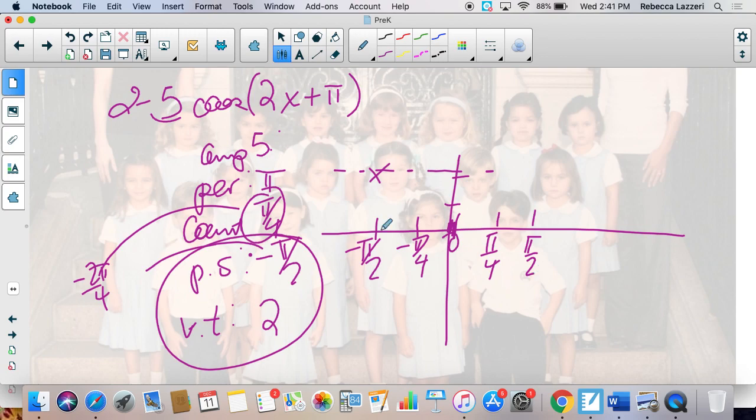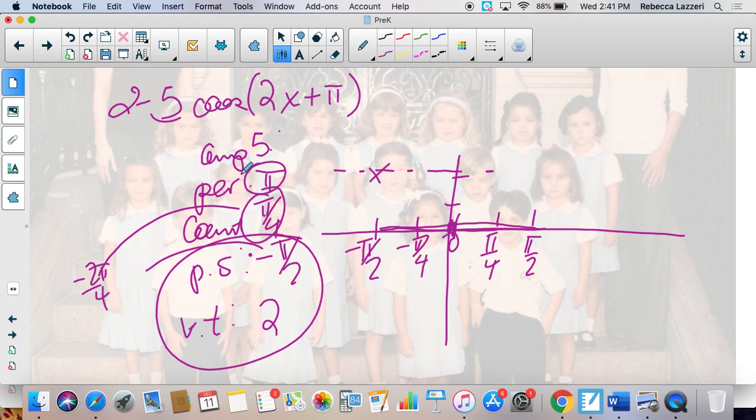How far is it from negative pi over 2 all the way to positive pi over 2? If you go half a pi one way and half a pi the other way. 0. No, this distance is definitely not 0. Oh, pi. That's pi, isn't it? If I go back half and forward half, should the period be pi?